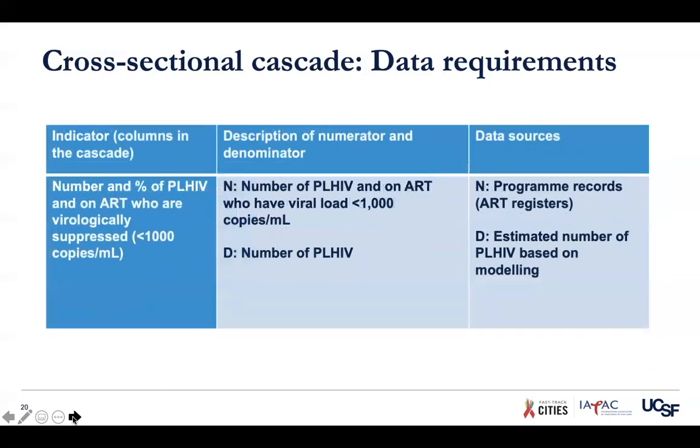And then finally, the number and percentage who are virologically suppressed. Now, this is defined as less than 1,000 copies per mL, and I think that's a useful one to walk around with. You'll see other places that define it much more strictly, like under 50 copies per mL or under 200. But I think 1,000 is probably about the right number for the purposes of doing this internationally and being able to compare across countries. So it's the number of people living with HIV and on ART who have a viral load of less than 1,000 copies per mL. And we get this typically from program records like ART registers or chart reviews or things like that.